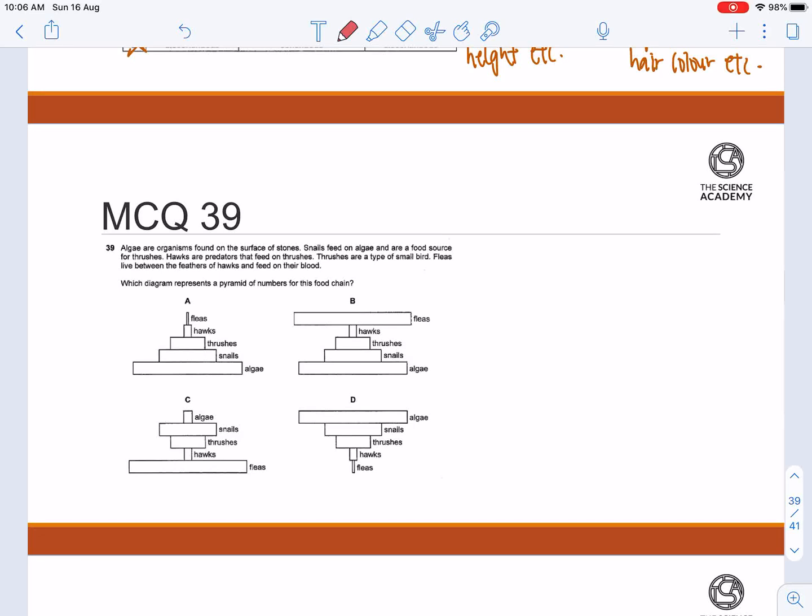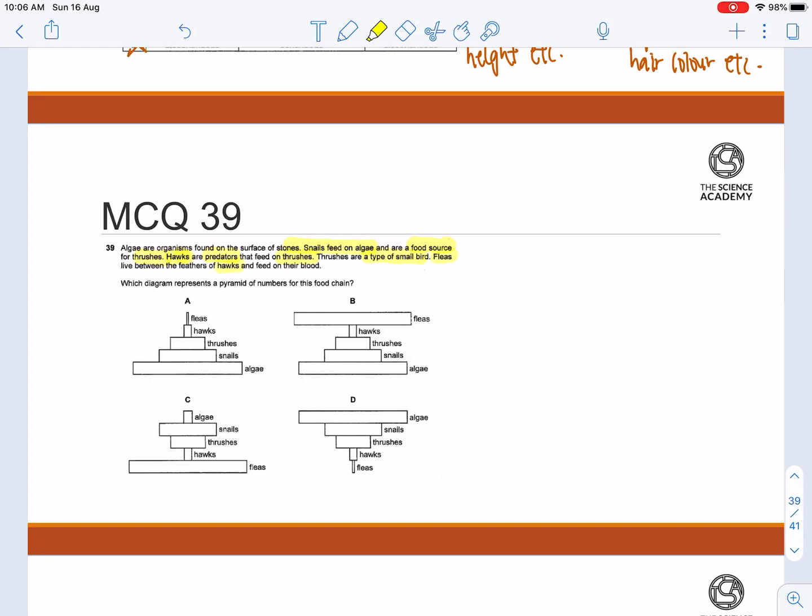Okay, now let's move on to MCQ question 39. Algae are organisms found on the surface of stones. Snails feed on algae and are a food source for thrushes. Hawks are predators that feed on thrushes, and they are a type of small bird. Fleas live between the feathers of hawks and feed on their blood.